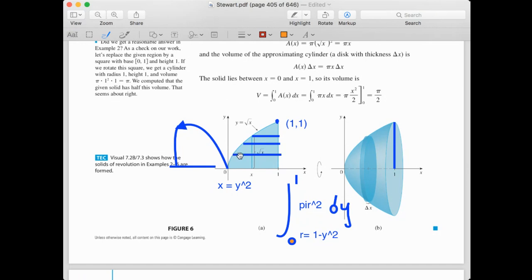But how do you figure out this radius? This radius is up to 1, right? This side is up to 1. But what about this side? This side depends on y. Depends on y, right? So the radius equals 1 minus this part. Does that make sense? 1 minus this part. Okay, great.